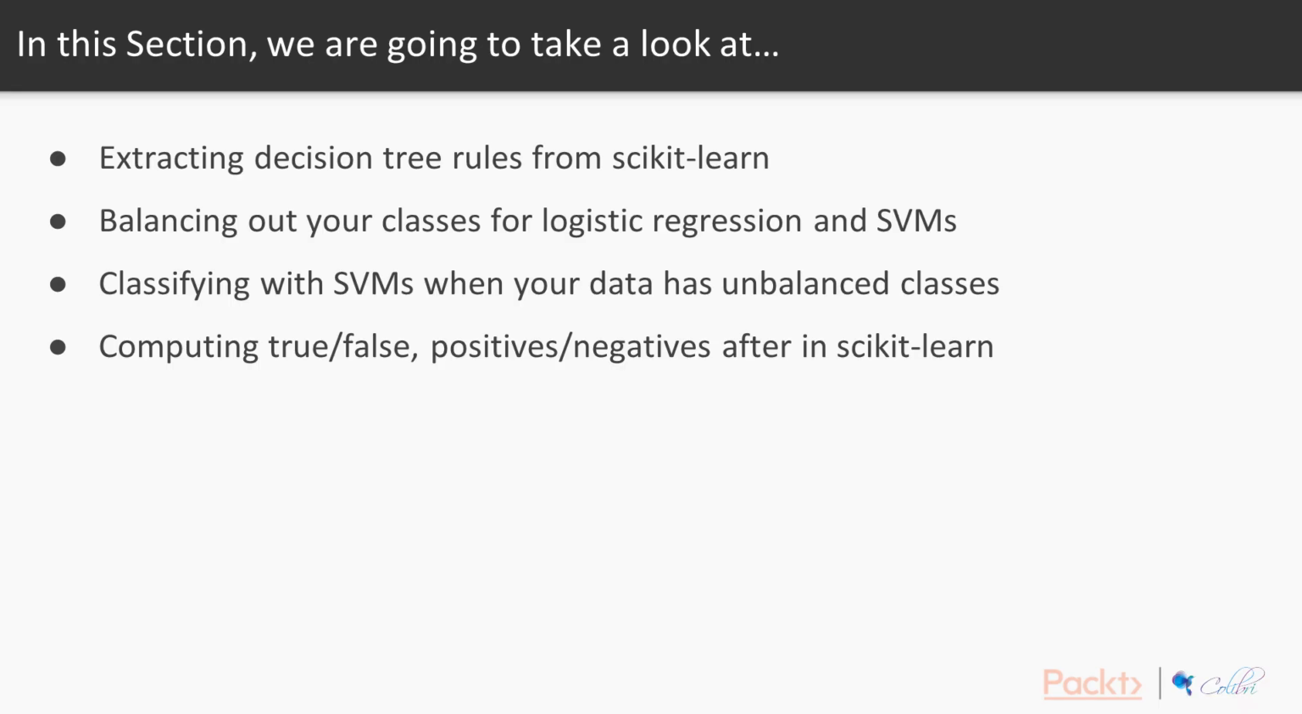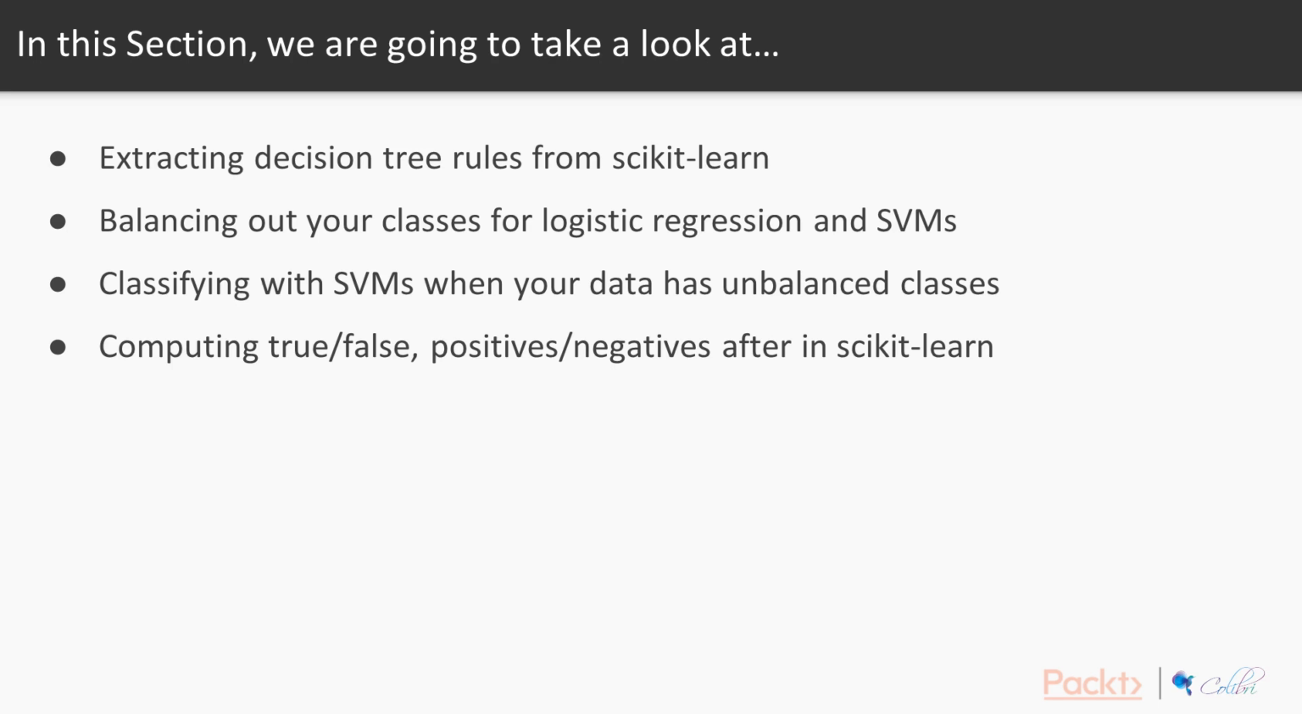In this section, we're going to look at four different problems that commonly pop up when you're doing Python Machine Learning. Number one, when you've trained a decision tree, how can you extract the rules from the decision tree and show it to non-data science members of your team? The second problem we're going to tackle is trying to find out which features are important in a random forest model. The third problem we're going to tackle is classifying with SVMs when your data has unbalanced classes.